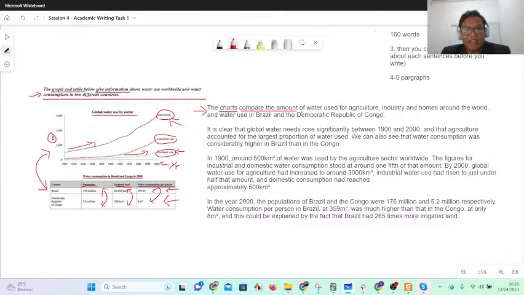So all that is done differently here is literally specifying the legends. There's water use for agriculture, industry, and homes, but the introductory line doesn't say that. And water use in Brazil and the Democratic Republic of Congo. In the introductory line, it just says different countries, but in the answer, it's specified. So let's stop right there for a second and compare it with the answer rubric, right?